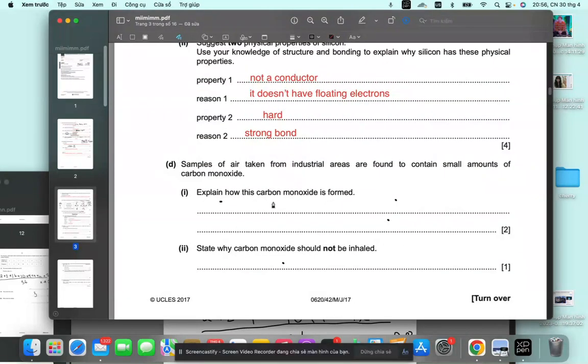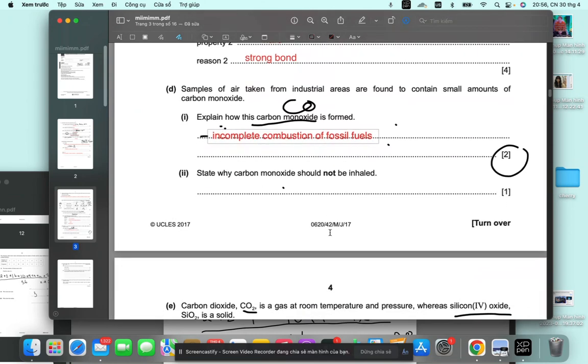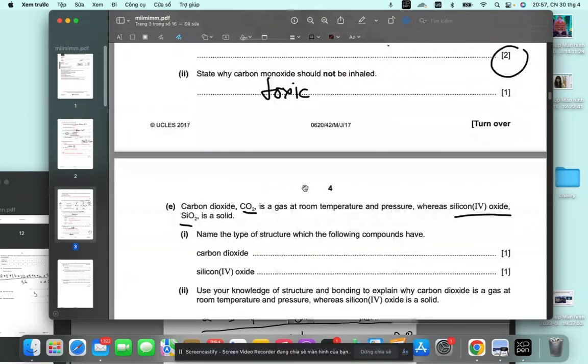Explain how carbon monoxide is formed. Carbon monoxide, we know, is CO and is formed by incomplete combustion. I'm going to type this out because it is easier to type out. This is for 2 marks because we have two keywords. The keyword number one is incomplete combustion, and number two could be of fossil fuels. Next, state why carbon monoxide should not be inhaled: because it is toxic to humans.